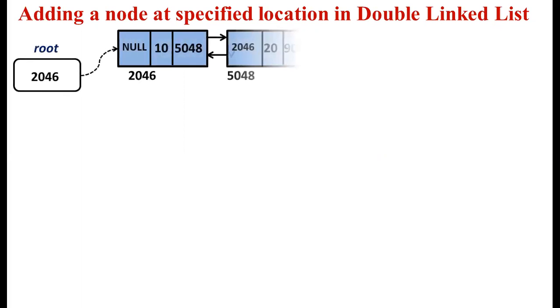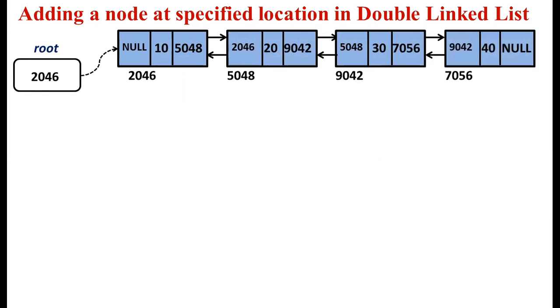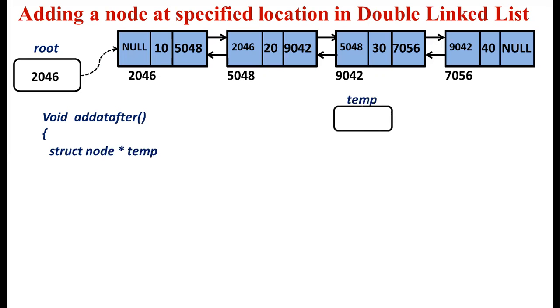Assuming that there are already some nodes which are available in the list like this with root pointing to the first node. So this is the list we are considering with 4 nodes in it. Now we have to add a new node after the specified location. Here we are taking a function void added after, and here the function name can be anything. And we know that the temporary operations in a linked list will take place with the support of the temporary variables only. So let us first declare one temporary variable temp, which is a struct node pointer type.